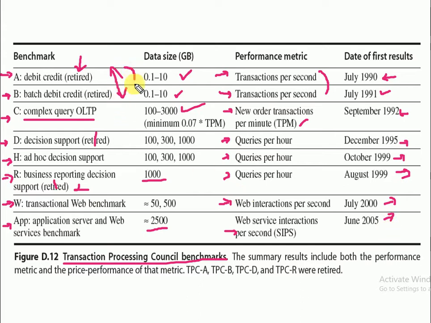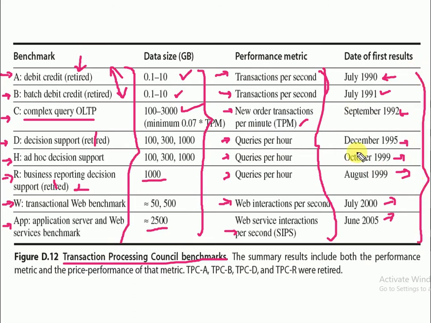So these are the various benchmarks associated with database transaction processing. For each of these benchmarks, we saw the data size requirements, the performance metrics followed, and the dates when the benchmark produced successful results. These are called TPC A, B, C, D, H, R, W, and App. Here TPC A, TPC B, TPC D, and TPC R are all retired now and not currently available. Based on the other benchmarks, we do the performance evaluation of various transaction processing.